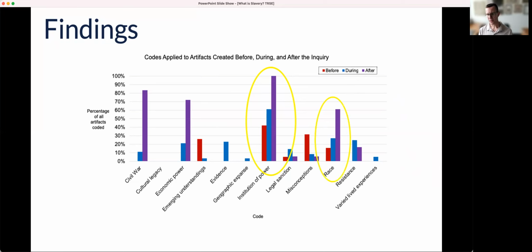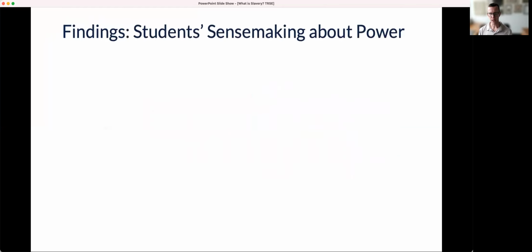I was also interested in this concept of race. You can see that quite a few students mentioned this in the beginning as well, and then quite a few students mentioned it, the tall purple bar, at the end of the inquiry. So looking into those two variables, I was interested in student sense making.